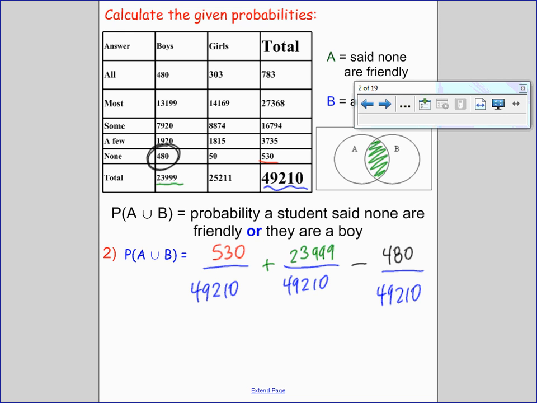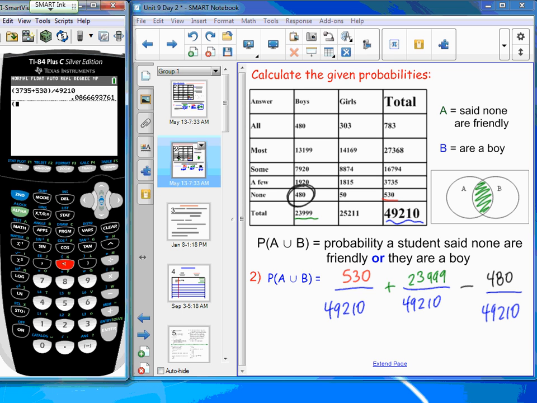Let's finish this out with the calculator. So once again, since the denominator is all the same, I'll do 530 plus 23,999 minus those boys who said none are friendly. Did you notice that chart? 480 boys said none are friendly versus only 50 girls said none are friendly. Subtract off the overlap, close, divided by 49,210. And voila! Looks like about 48.9%.